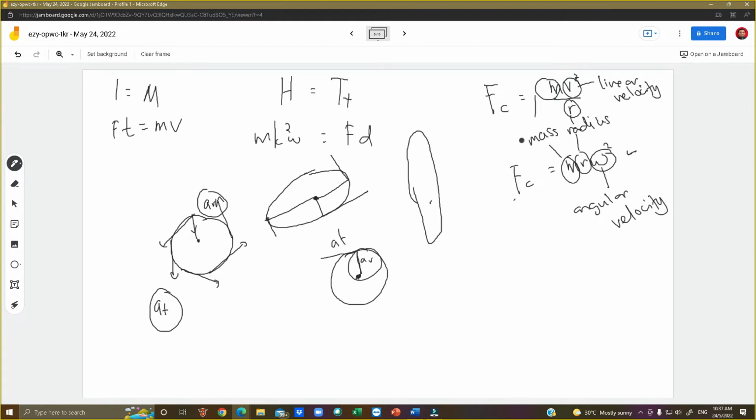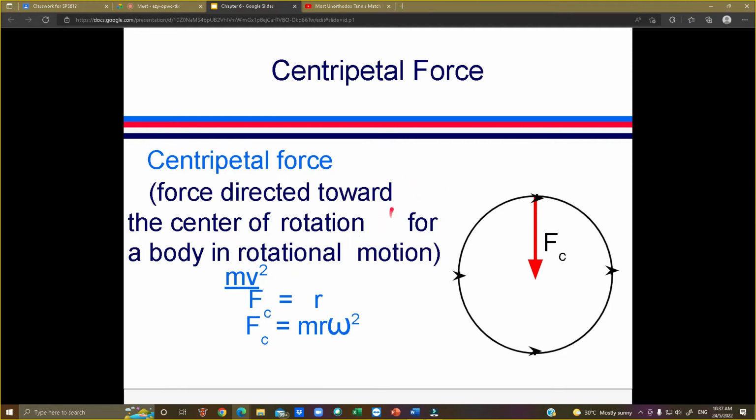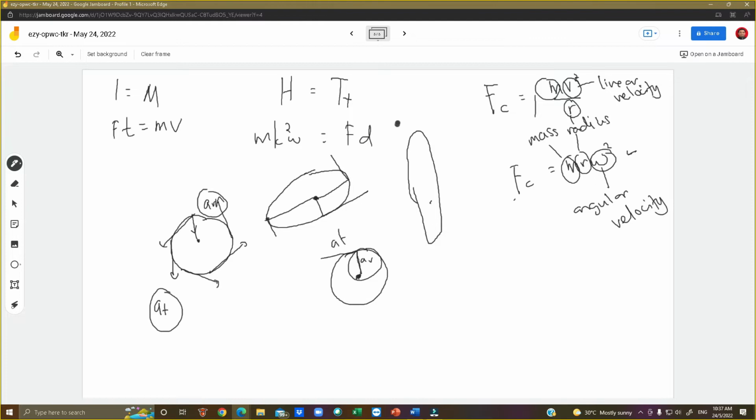Kat sini. Okay, ni macam centripetal force. Sekejap, saya tengok contoh dia tak. Centripetal force. Centripetal FC. Sekejap. Okay. Hit with centripetal forces. Sling. Right. So, let's go to the first example.